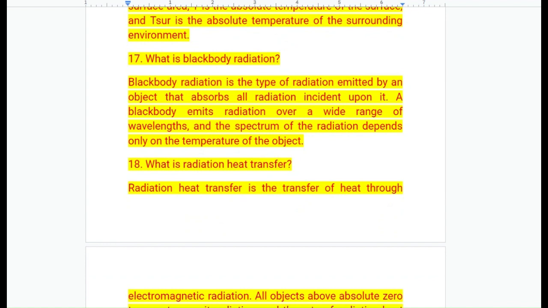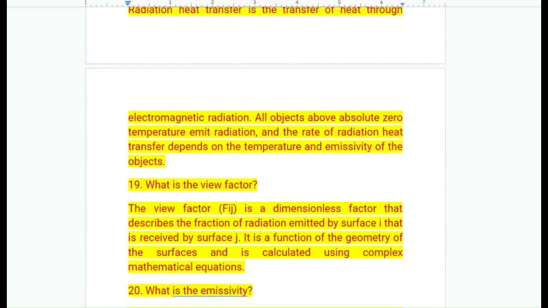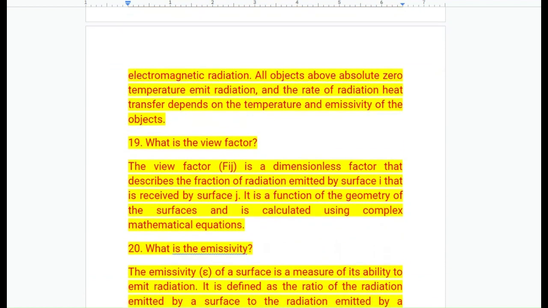17. What is blackbody radiation? Blackbody radiation is the type of radiation emitted by an object that absorbs all radiation incident upon it. A blackbody emits radiation over a wide range of wavelengths, and the spectrum of the radiation depends only on the temperature of the object.